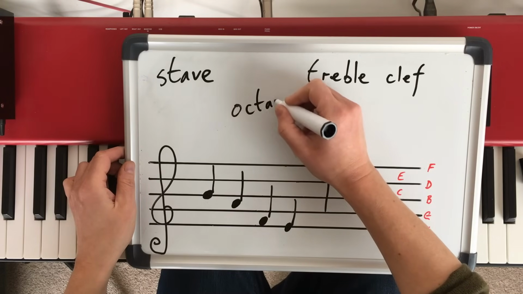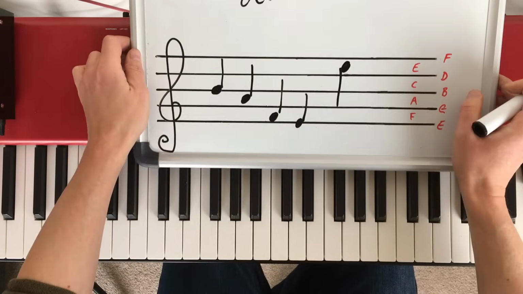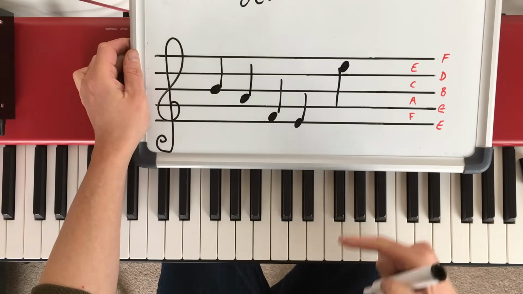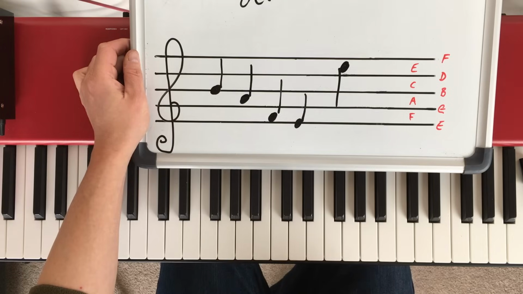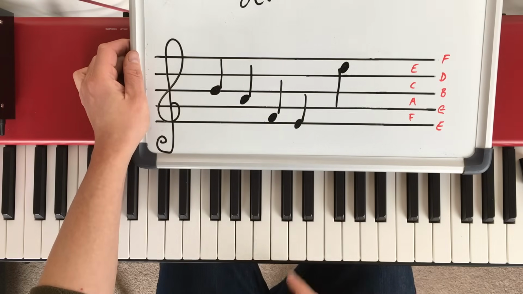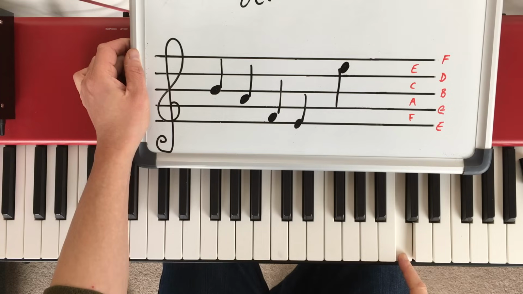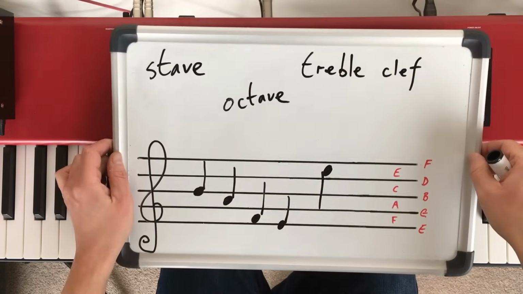Okay, octave is a useful term. I'll just talk about that. The word octave describes the shortest distance on the keyboard between two notes of the same name, and it covers 8 notes. So the run up from middle C to the C above, 1, 2, 3, 4, 5, 6, 7, 8. That's an octave. Okay, we're going to be using that word quite a lot.